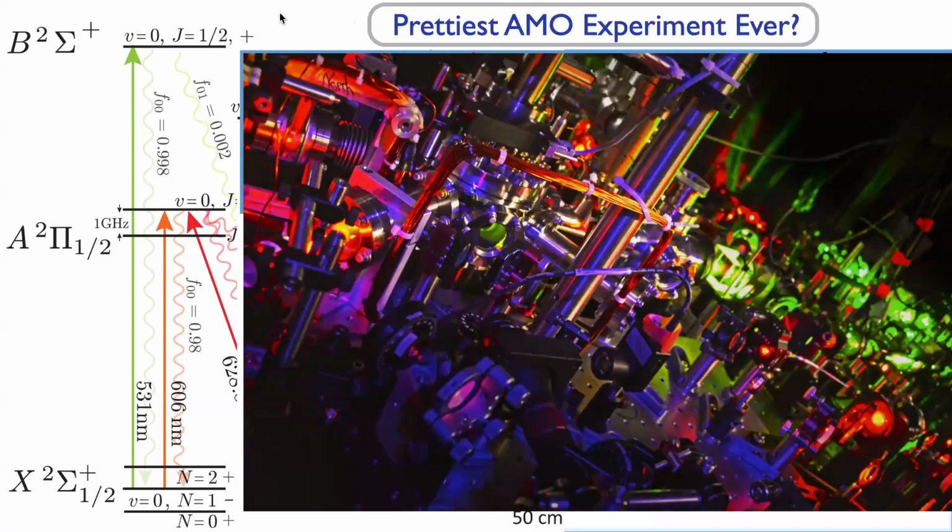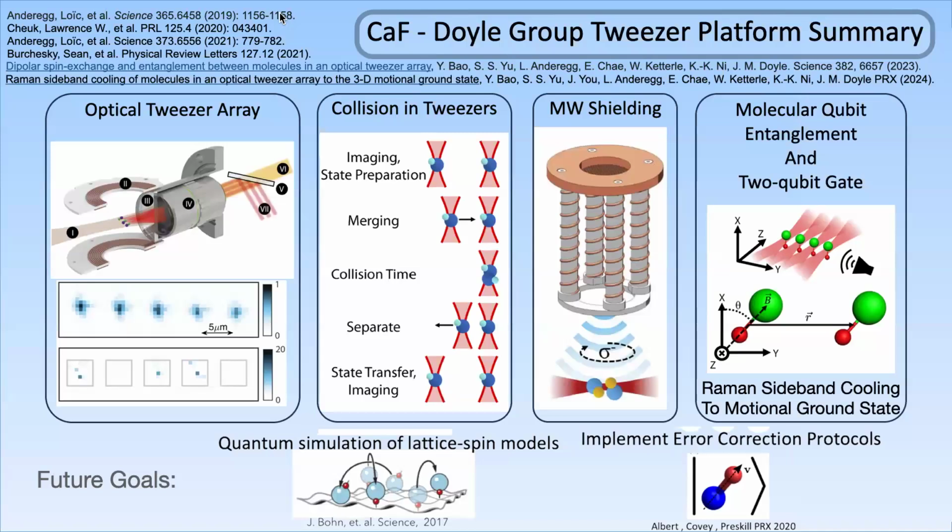It is an extremely pretty experiment. All those colors. Wonderful. So here is a summary of what we did with calcium fluoride: we made an optical tweezer array. We studied collisions and were able to control these collisions with microwave shielding. This particular work then led to other groups doing this and having great success in making quantum degenerate gases using this microwave shielding approach.